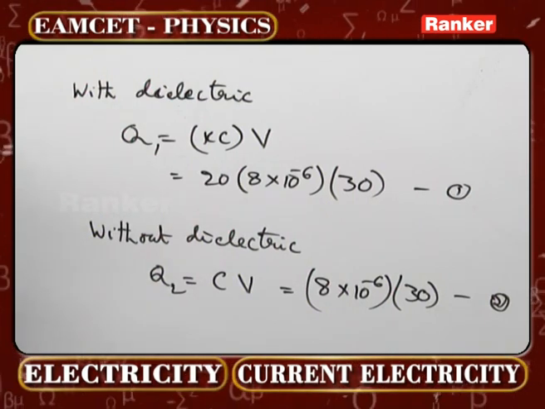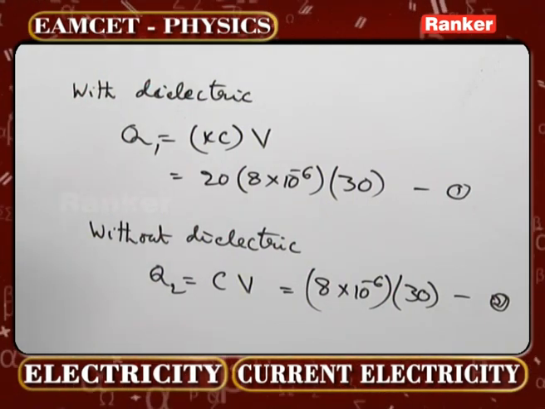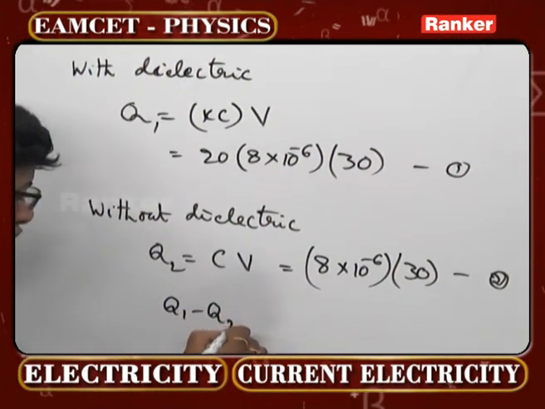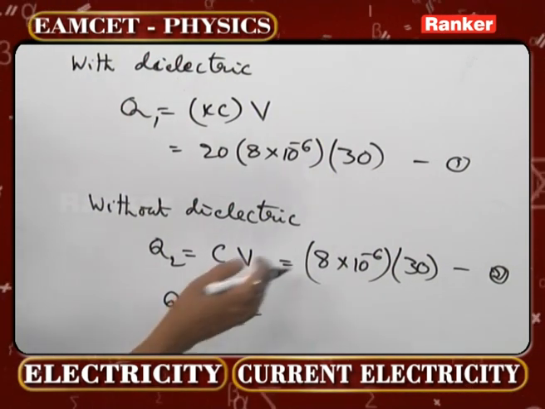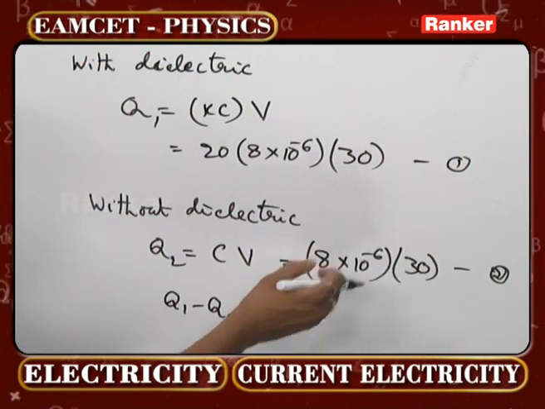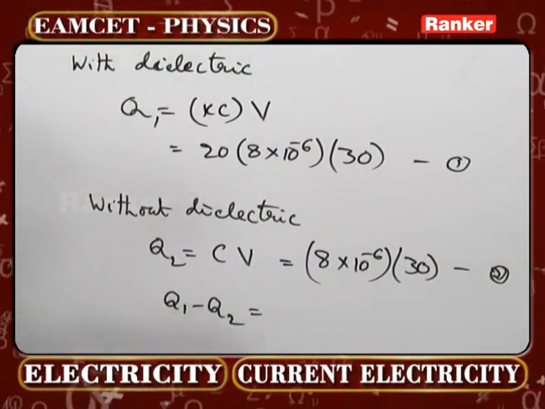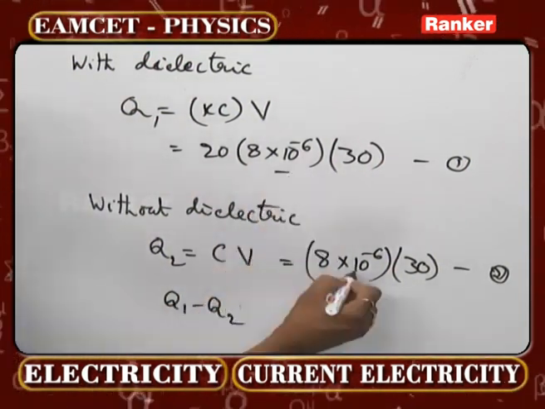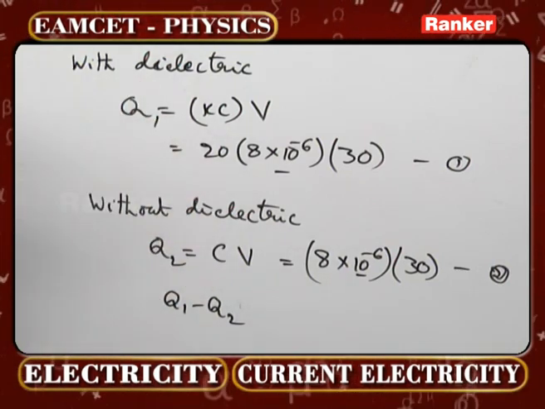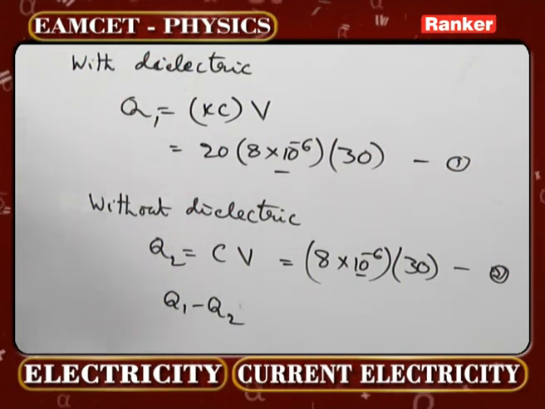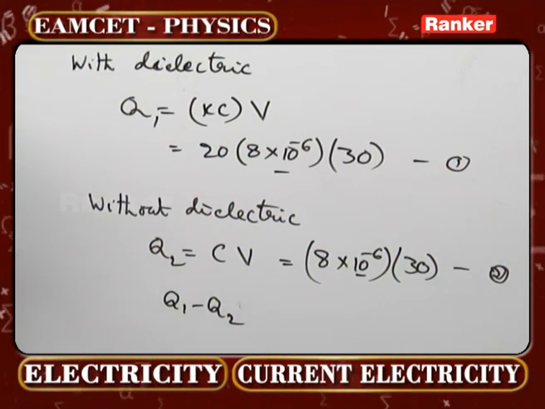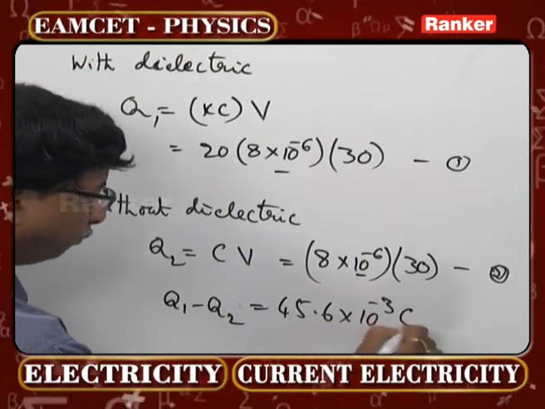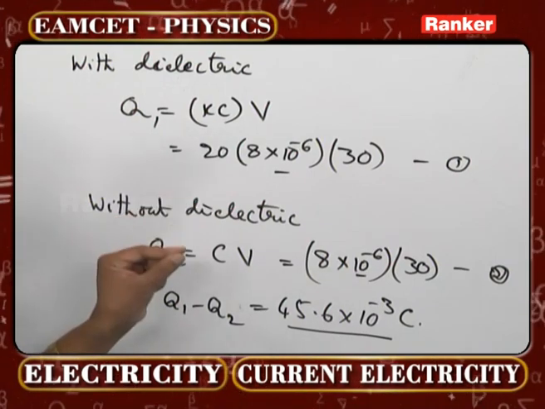So what is this question? Charge that passes now through the wire is how much? That is nothing other than the difference of these two. Q1 minus Q2 is how much? Directly you can take 8 into 10 power minus 6 into 30. If you take common, 20 minus 1, that is going to be 19. So if you just subtract the values one from the other, whatever value you get, that itself is going to be the charge. You will be getting exactly 45.6 into 10 power minus 3 coulomb. That means the option is going to be the first one.